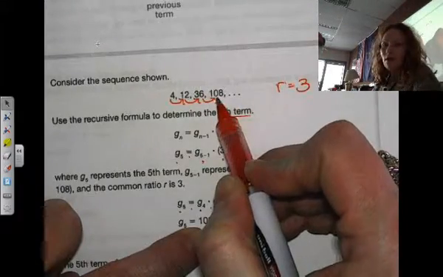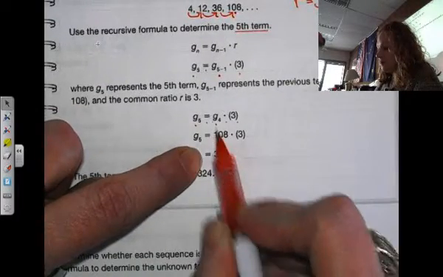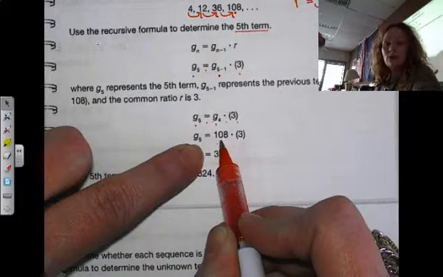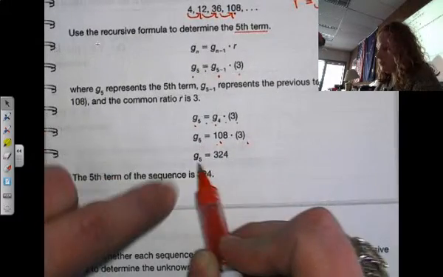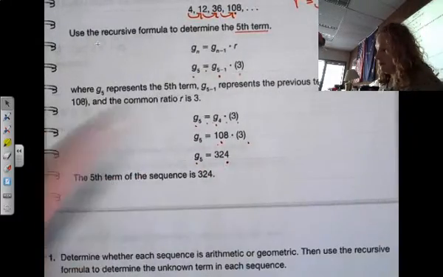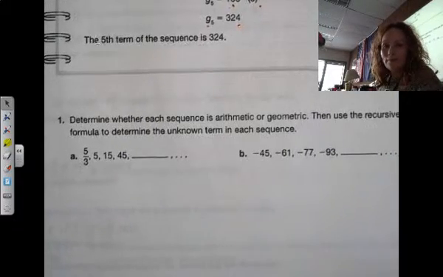What's the fourth term? 108. So we plug that in for the fourth term. So the fifth term is equal to 108 times 3. So we get 324. The fifth term is 324. All right, so now let's try a couple.